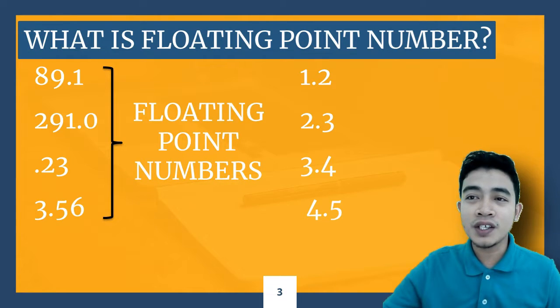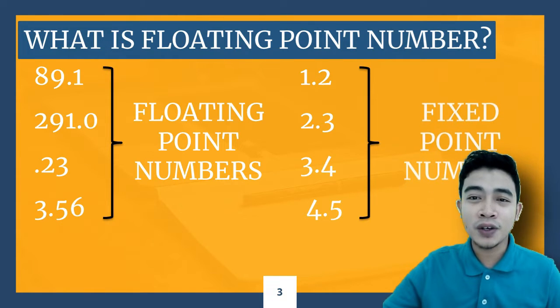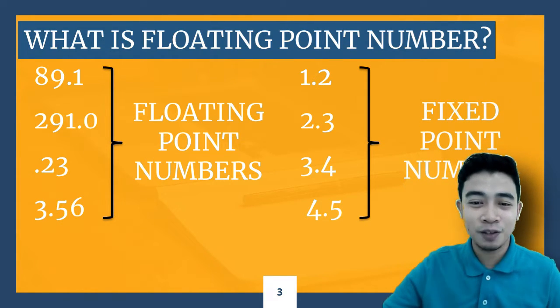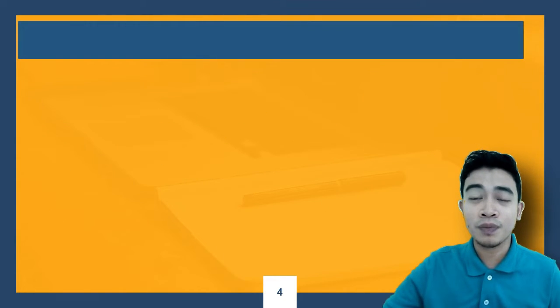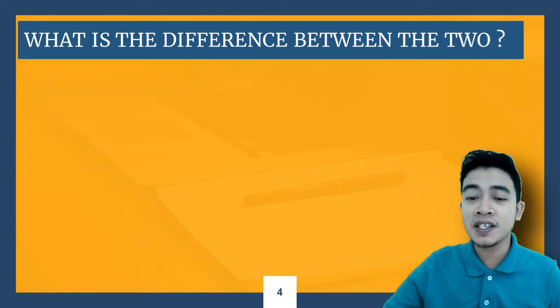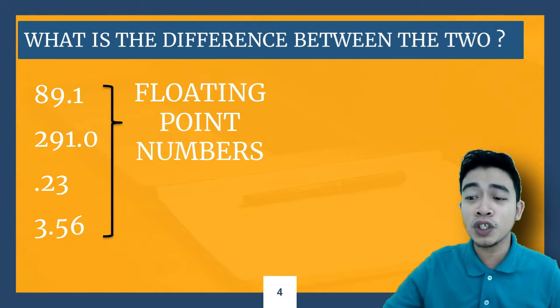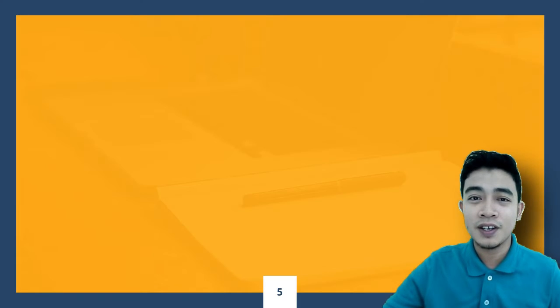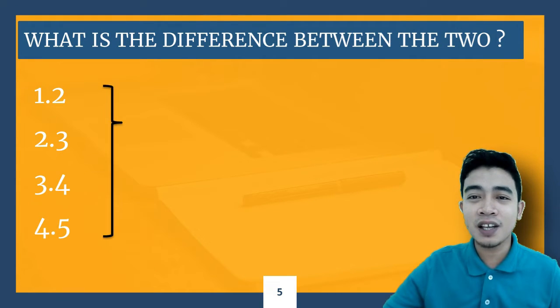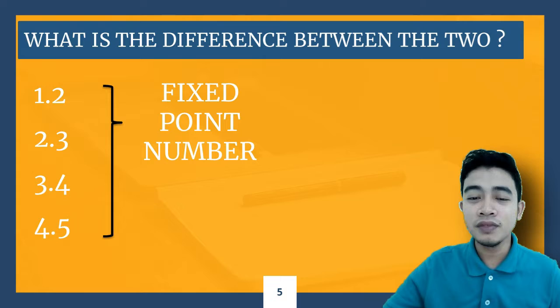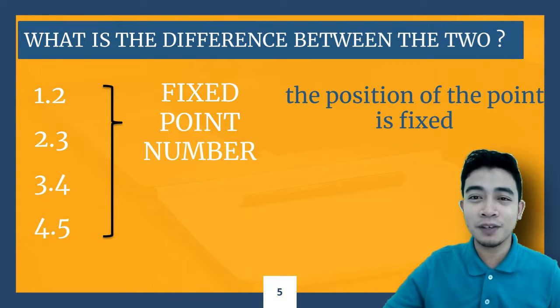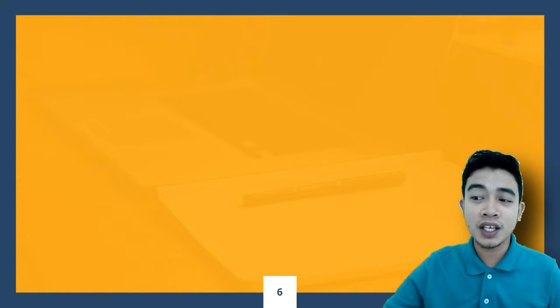The first set of examples are called floating point numbers, and the second set of examples are called fixed point numbers. So what is the difference between the two? The first set of examples is a floating point number, which means any number where the position of the point is not fixed. And the second set of examples are called fixed point numbers. The position of the point is fixed.